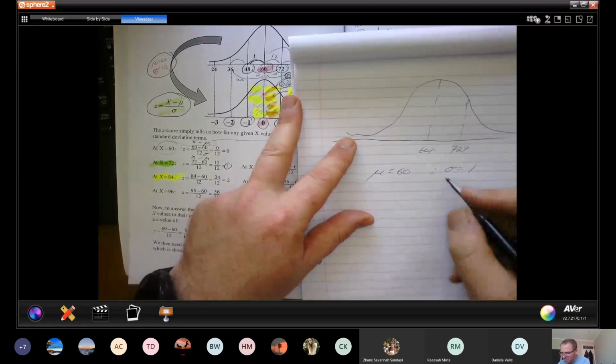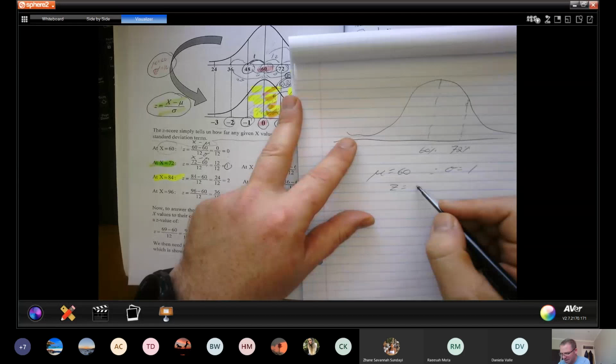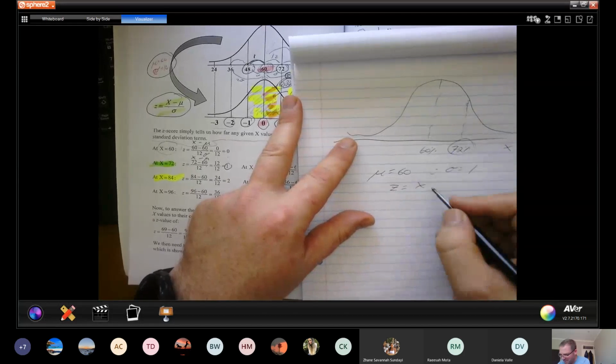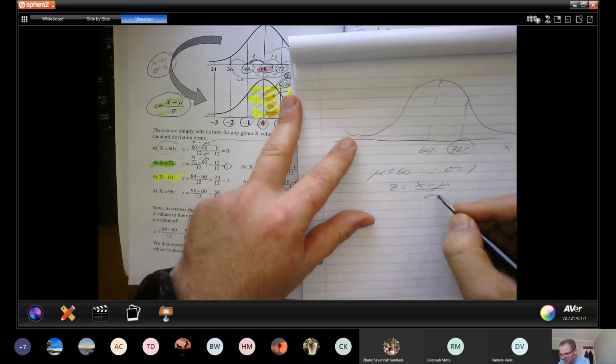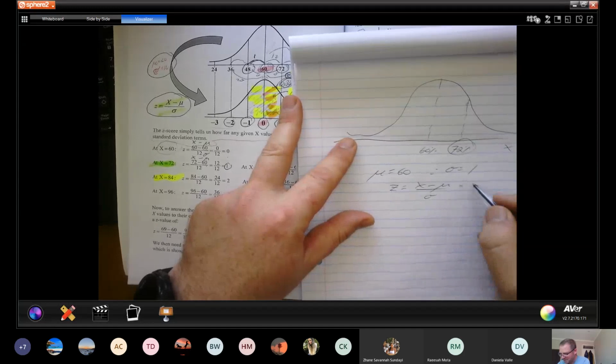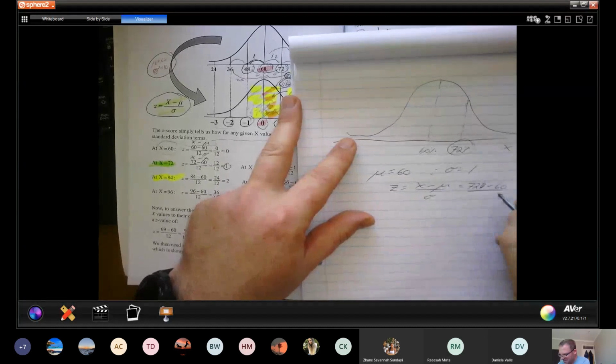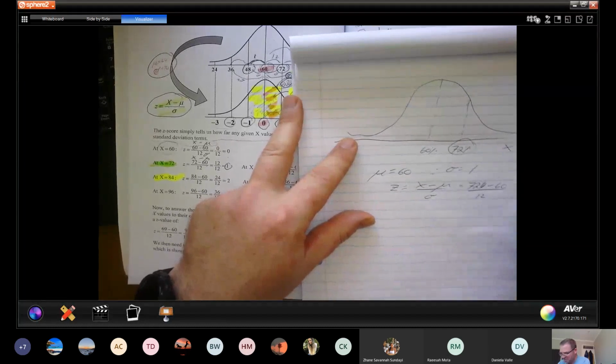Okay. What would you do? Well, you'd first go work out your Z score. And you'd say Z is equal to the X score, those are your X scores, minus mu over standard deviation. Right? So in that case, it would be 72 minus 60 over 12, which gives you 1.